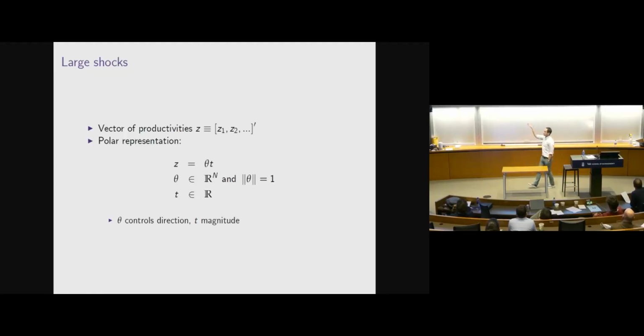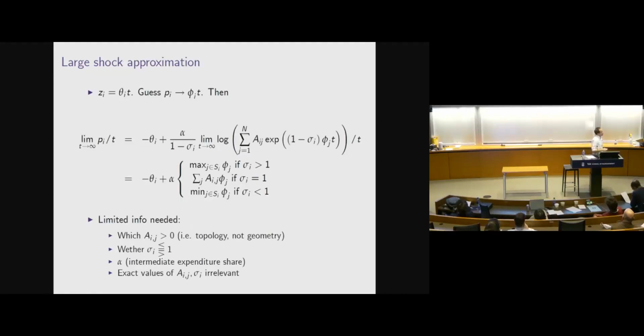So theta is in R^n, it lives on the hypersphere. t is going to be my magnitude, so t is just a scalar, it's actually going to be positive. It's not a real number, it's only on the positive axis. So theta controls direction, t controls magnitude. Productivity in sector i, z_i, is theta_i times t. And then I'm going to guess that these prices all converge to a linear function of t. So my p_i's converge to phi_i times t.